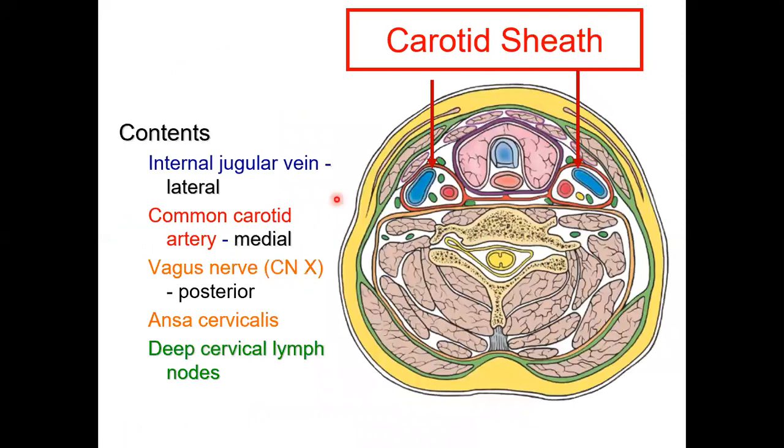So that's your common carotid artery, your internal jugular vein, vagus nerve, specifically a posterior branch, as well as the ansa cervicalis and the deep cervical lymph nodes. They show the lymph nodes here. And we've seen that ansa cervicalis sitting on top of the common carotid and the IJV previously in this slide deck.